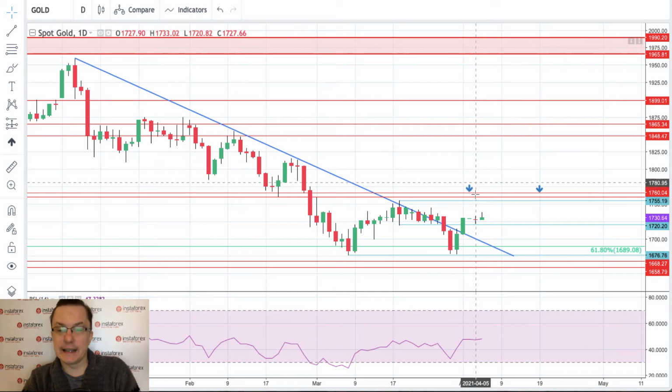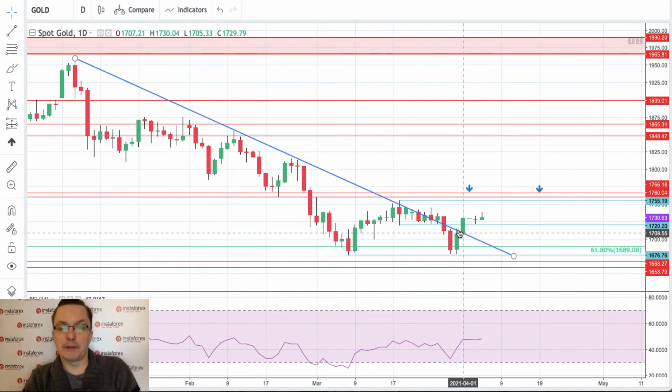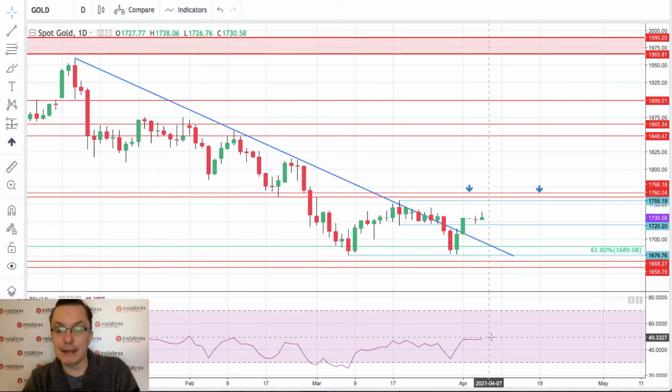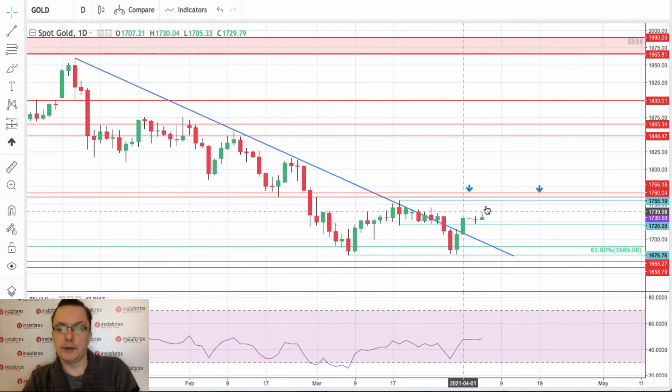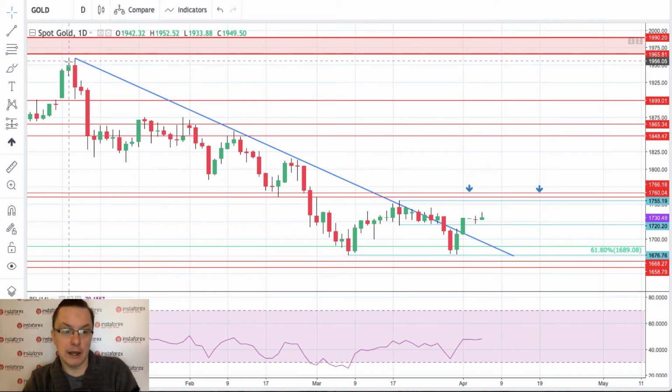Of course, the key technical resistance is still the level of $1,760. So the price, despite the fact that we are trading above the short-term trend line, is still trapped in this narrow consolidation, and as you can see, the momentum is roughly neutral. So there is no real direction on the gold right now, neither up nor down. We are trading here inside of this consolidation. There is also no visible trend in the short term, but the larger time frame trend is still down on gold.